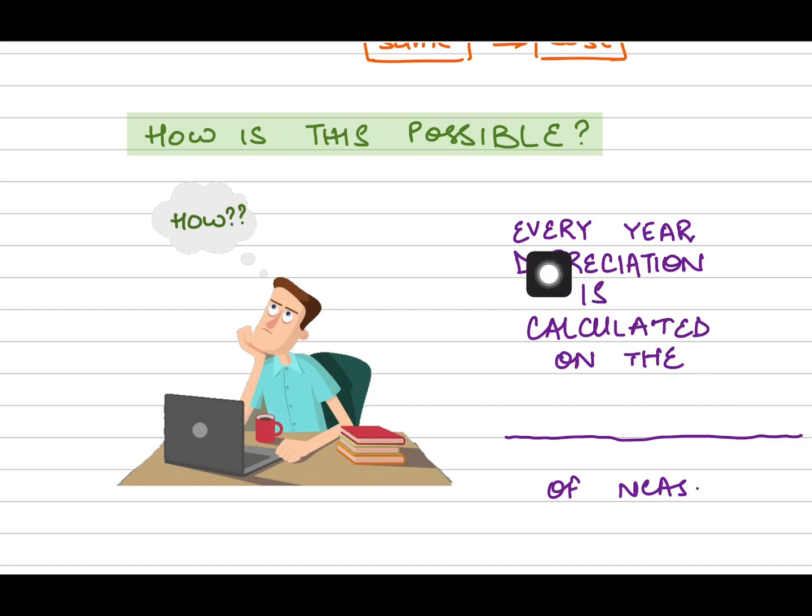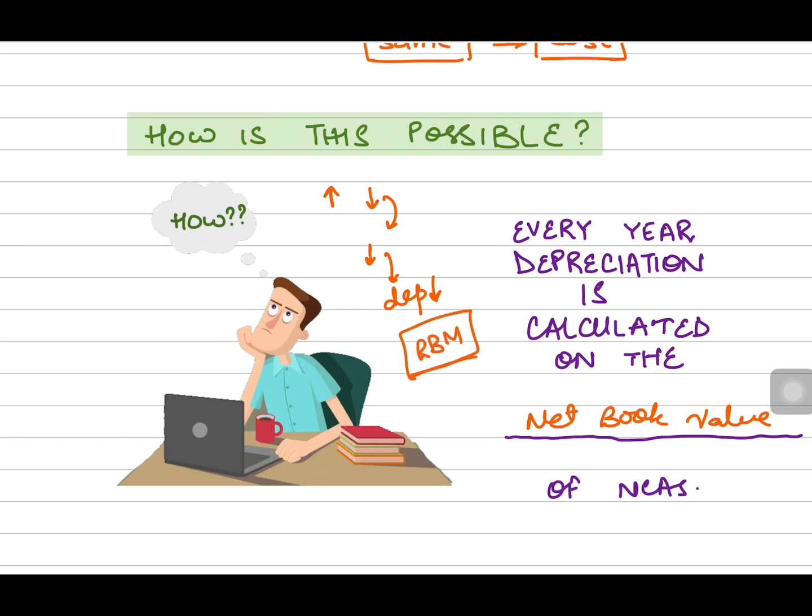This is because every year depreciation is calculated on the net book value of your non-current asset. You remember when we were doing the examples of straight line method, we saw that since the accumulated depreciation is increasing every year, our net book value keeps on decreasing. So, since the net book value is decreasing, your depreciation expense will also reduce, because depreciation under reducing balance method is calculated on the net book value of the non-current asset.